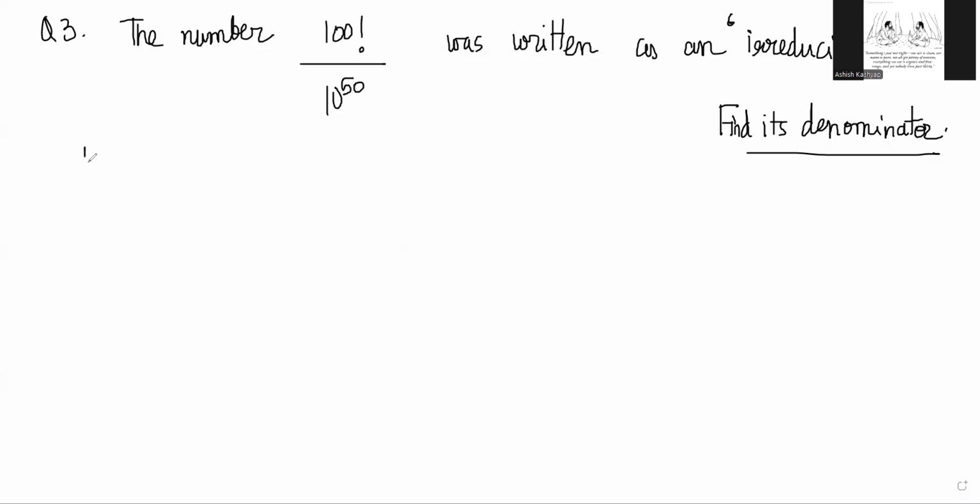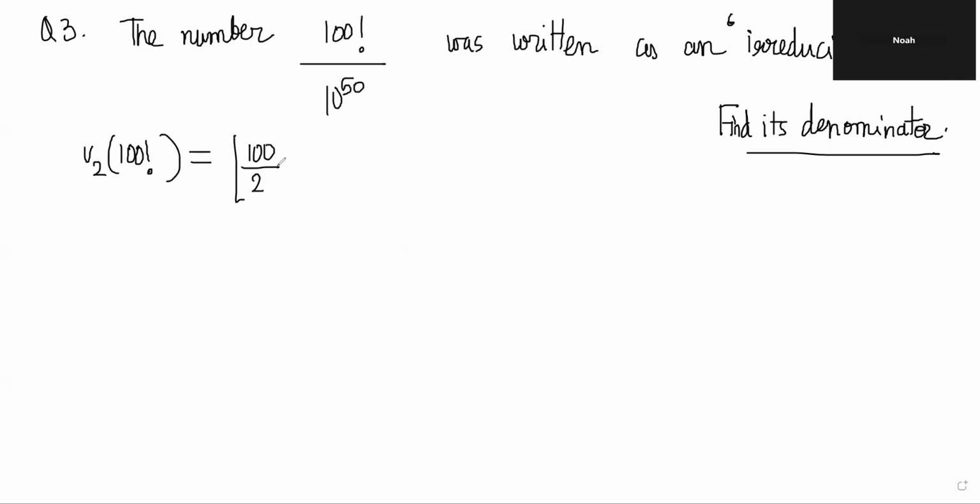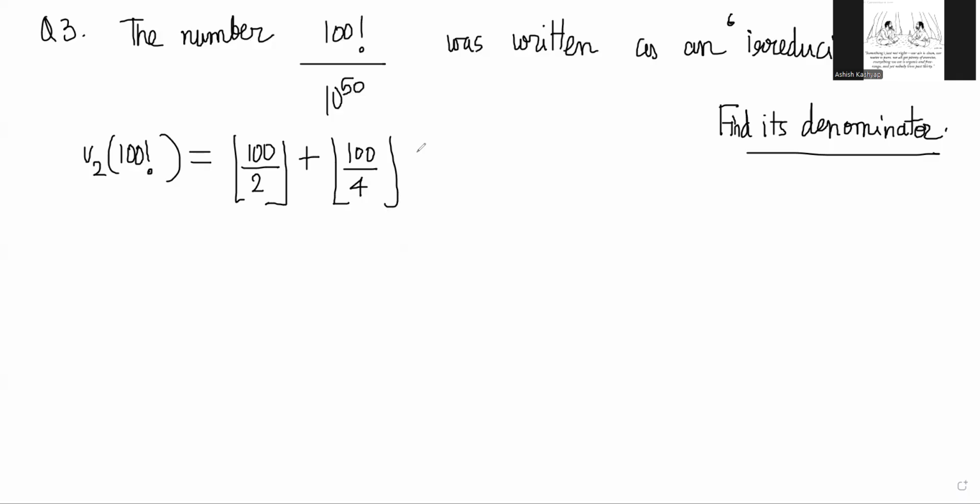Tell me what is V of 2 of 100 factorial? That's 94. You will get it by doing 100 by 2 and so on. Basically this process only you have to do. Yes, it is definitely bigger than 50.